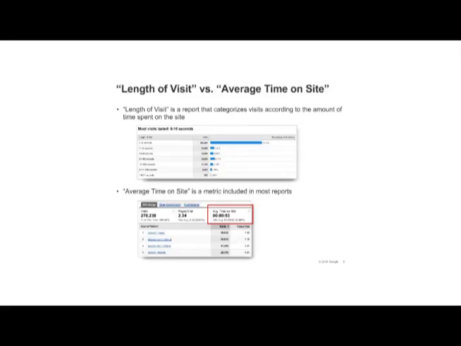The length of visit report categorizes visits according to the amount of time spent on the site during the visit. The graph allows you to visualize the entire distribution of visits instead of simply the average time on site across all visits. You can see whether a few visits are skewing your average time on site upward or downward. The length of visit report can be found under Visitor Loyalty in the Visitors section.